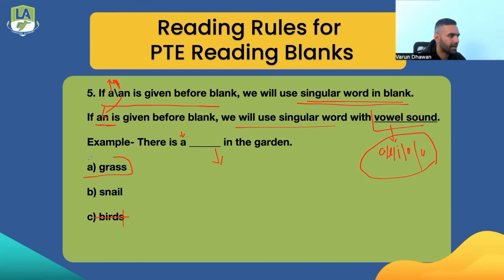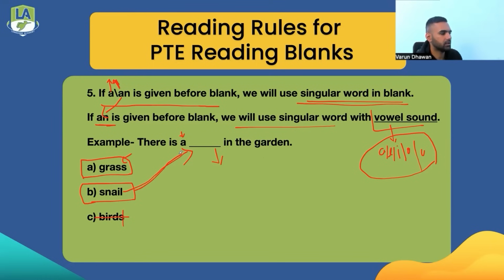Grass is kind of an uncountable noun, right? You have to use something which is countable and singular. So snail will go over here. You can't count a single piece of grass. You can say there is a piece of grass in the ground, but we don't have piece of over here, so we will use singular countable nouns, which is snail. What are nouns?